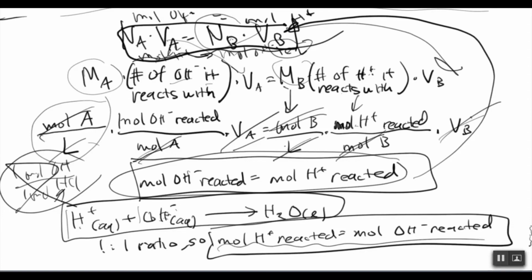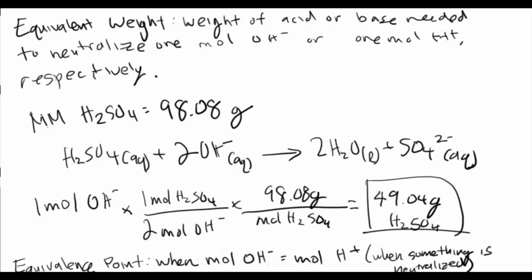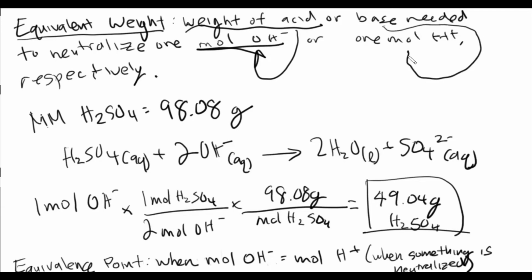So let's now look at something called equivalent weight really quickly. The equivalent weight is either the weight of the acid required to neutralize 1 mole of OH minus, or the weight of the base needed to neutralize 1 mole of H plus. And the weight that we're referring to is usually measured in grams. Now let's do an example to see how this works.